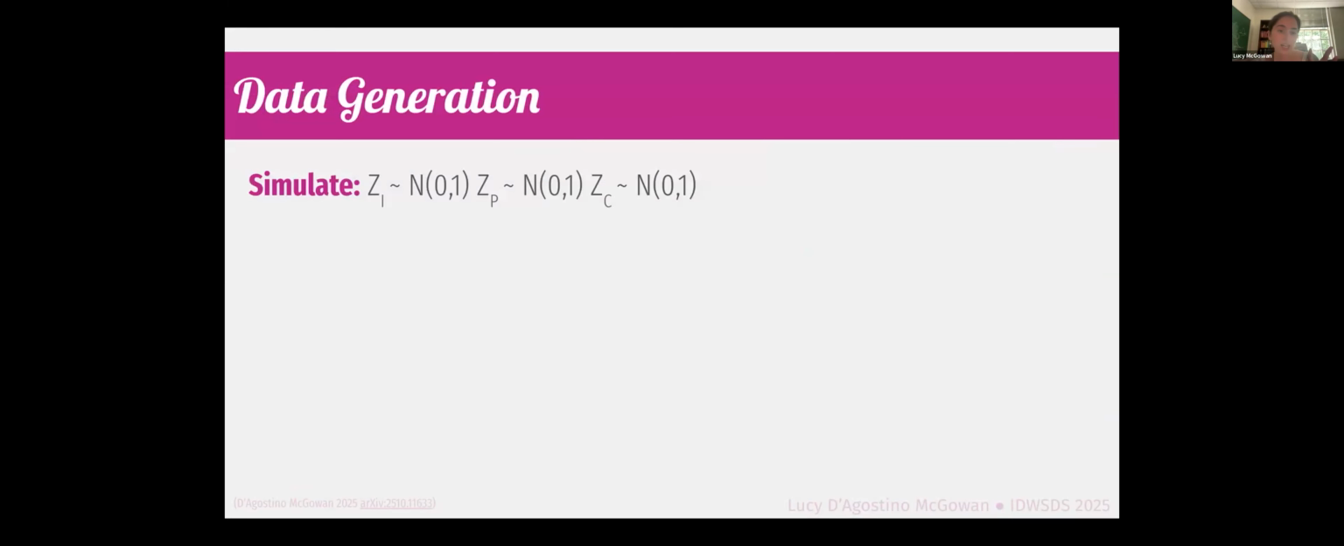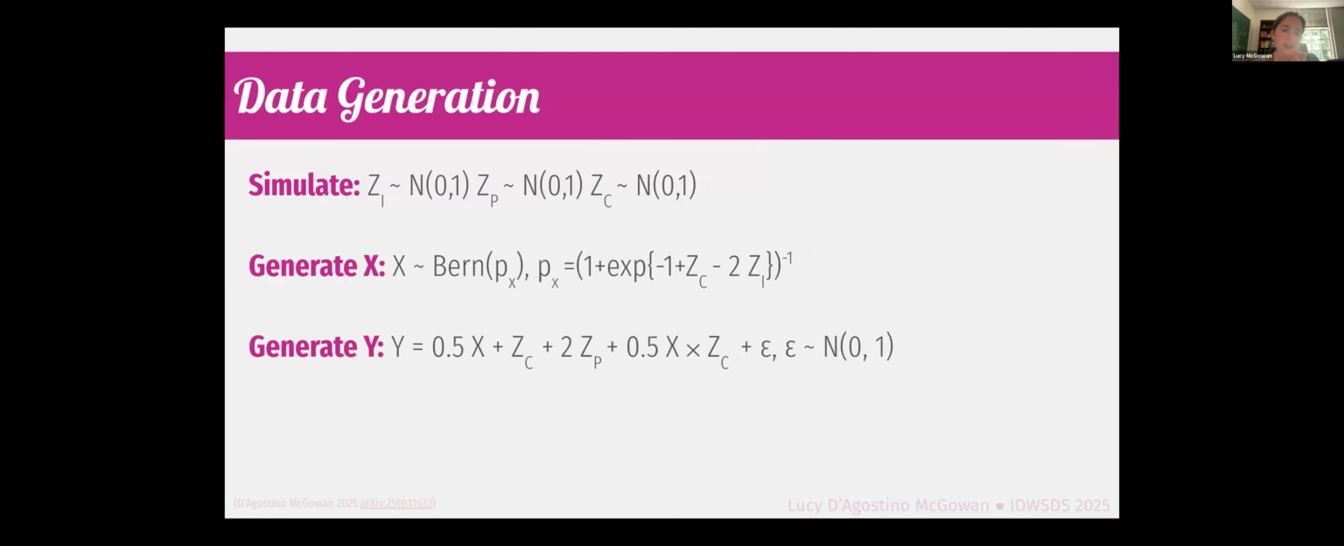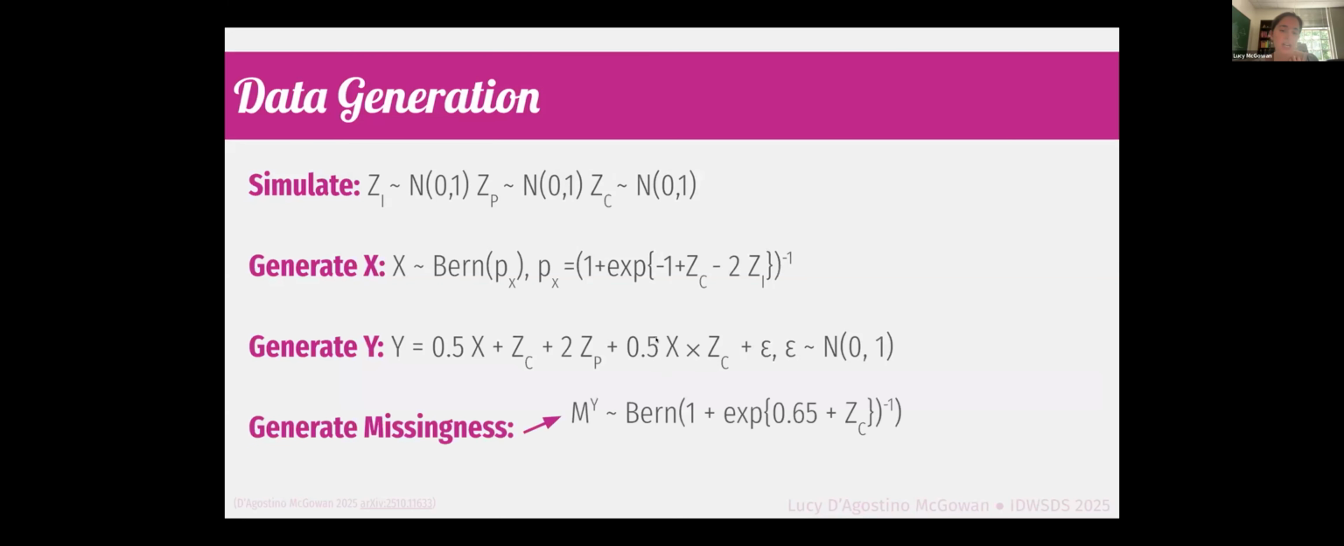So my Z here, my vector of pre-exposure covariates, were all normally distributed. X is Bernoulli. It's based on the confounder C and the instrument ZI. And then Y, we assumed this treatment heterogeneity so that there's this interaction between X and ZC. And then we generated the missingness such that there would be about 20% missing data for each of my Y and my ZC. And these are separate, so we never had both Y and ZC missing in the same run.